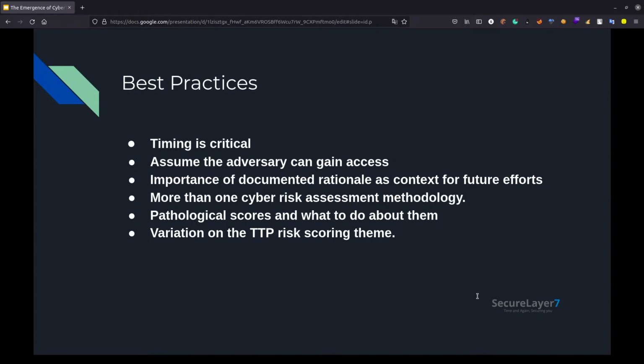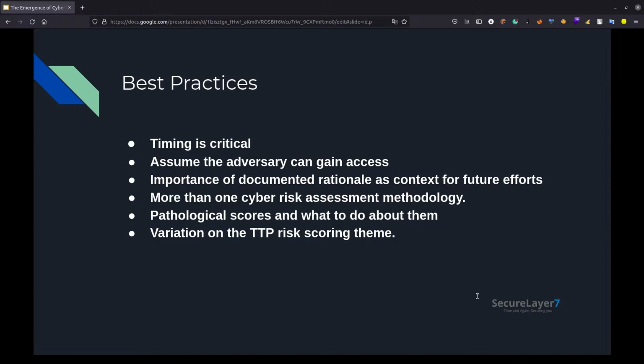The next step is assume the adversary can gain access. How is the best practice achieved? Mission assurance engineering is based on the assumption that APT adversaries are able to successfully penetrate a system's security perimeter and gain persistent access. So the next step is the importance of documented rationale as context for future efforts.